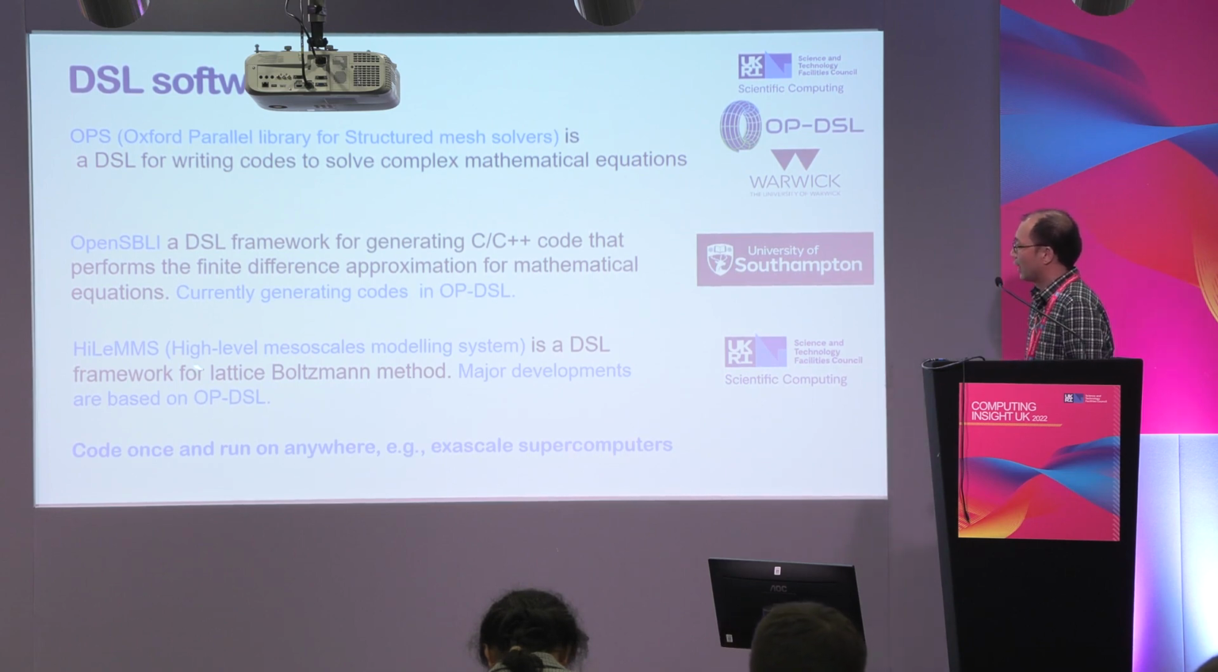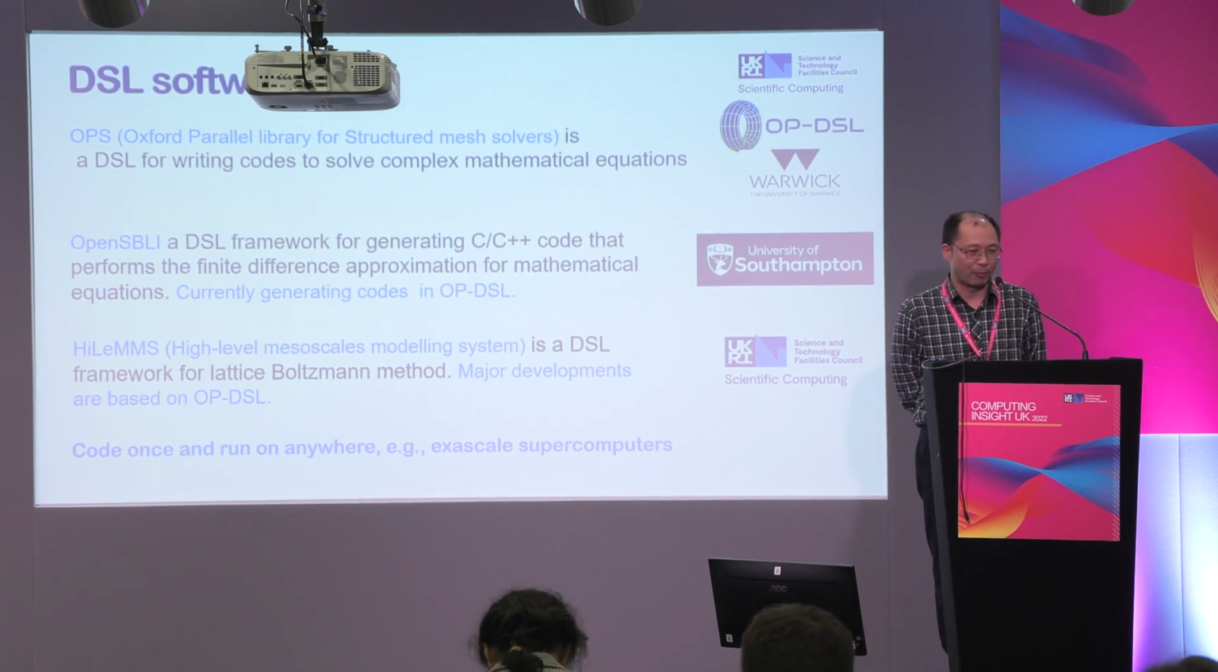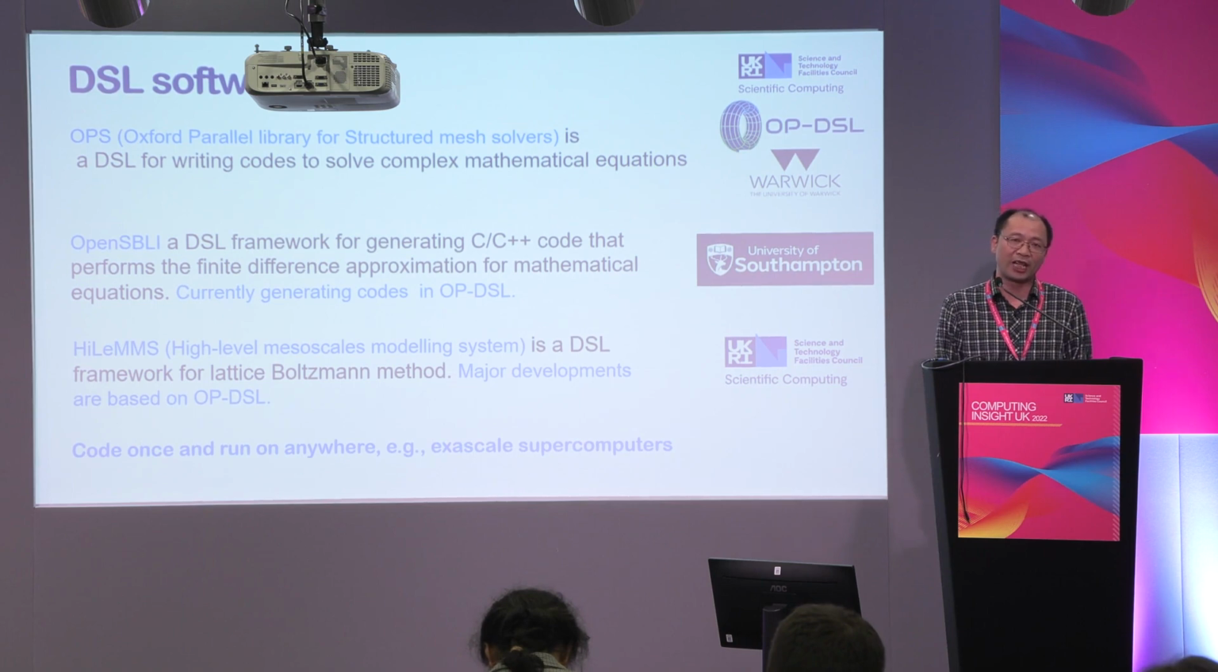The third piece of code is the so-called high-level mesoscale modeling system. This is a DSL framework specially designed for the lattice Boltzmann method. The major development is also based on OPS DSL. Also, we have some initial work on the so-called EPSRC library, which is for adaptive mesh refinement.